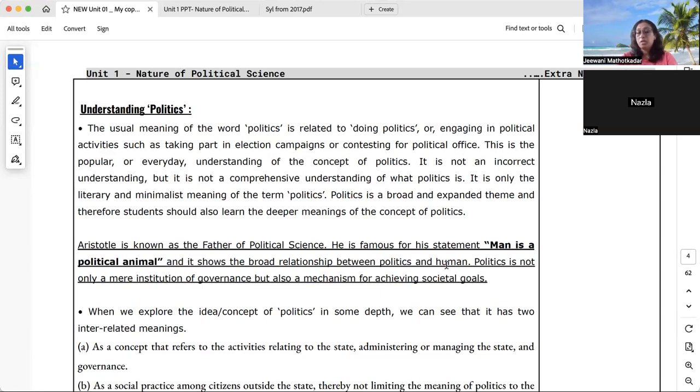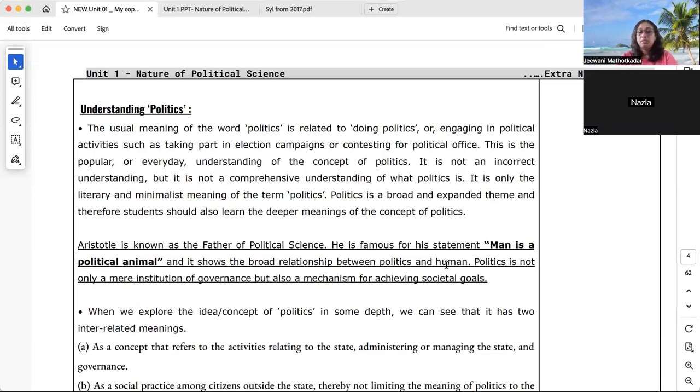So if you answer what is politics with just "doing politics," that is not a broad answer. That doesn't include every aspect of political science. It doesn't cover the comprehensive area of political science. Political science is a broad and expanded theme, and there are many other things included in the term politics.